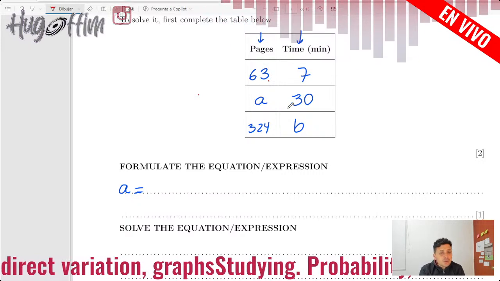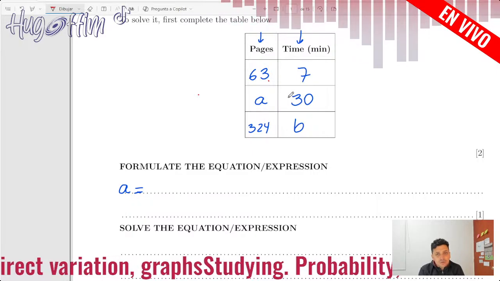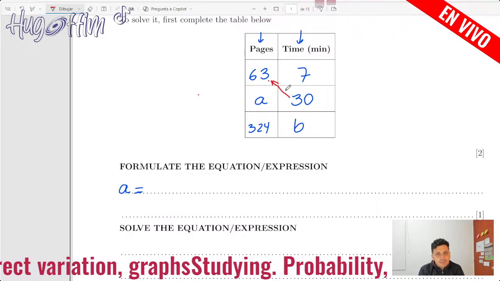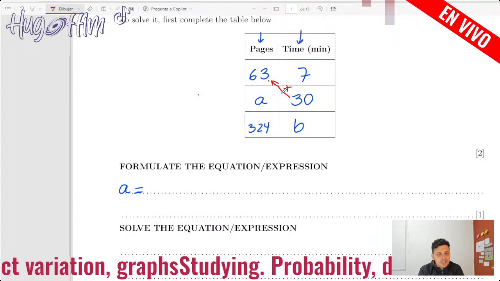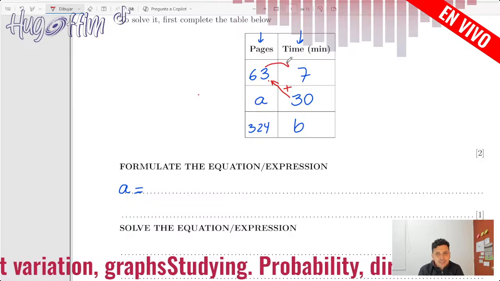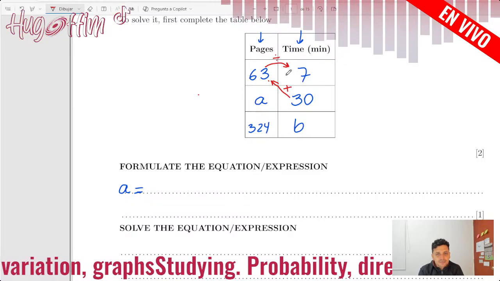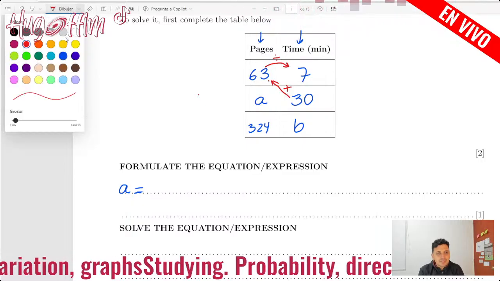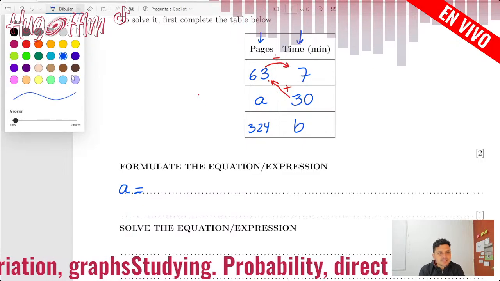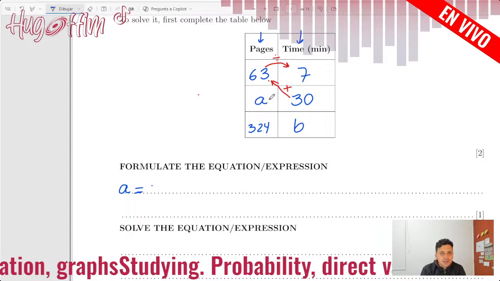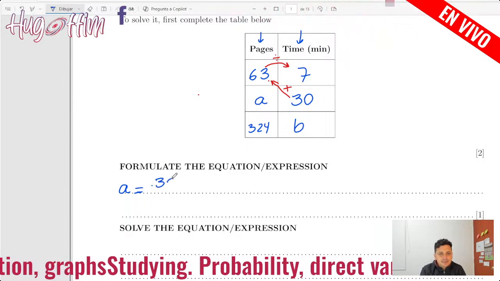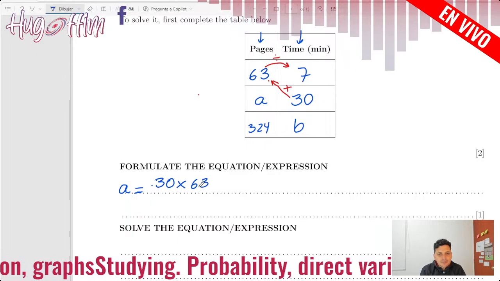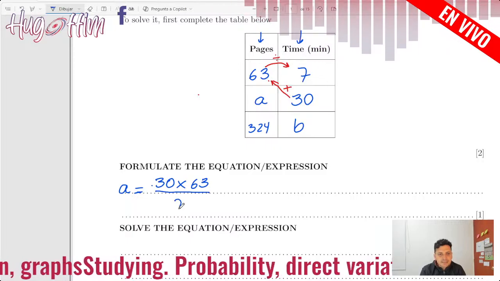So the way to apply direct variation is that you go to the opposite, multiply the cross numbers, and divide the answer by this number here. Okay, so this is the way you can get your formula: 30 times 63 divided by 7.